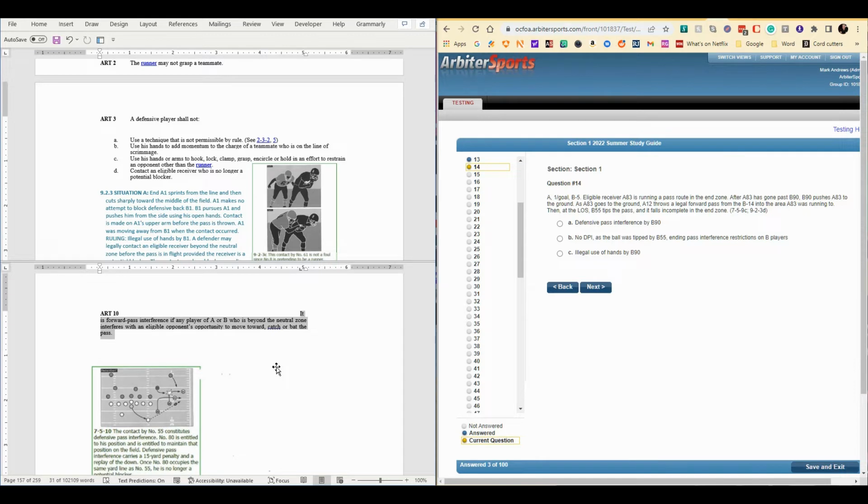We're going to talk a lot more about this. You can't have pass interference if it's behind the line of scrimmage. The contact has to occur after the ball has gone beyond the neutral zone, I believe, or the line of scrimmage, one of the two. But regardless, this is not pass interference. This is illegal use of hands by B90.